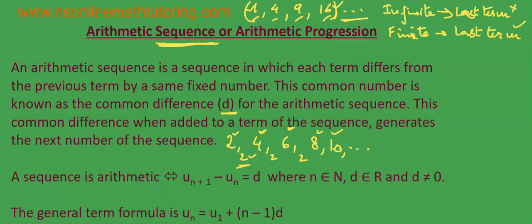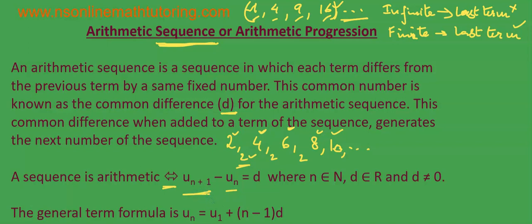A sequence is arithmetic if and only if u(n+1) minus u(n) is equal to d. Now what is the meaning of u(n+1)? Sorry, it is u(n+1) minus u(n). So what is the meaning of u(n+1) or u(n)?